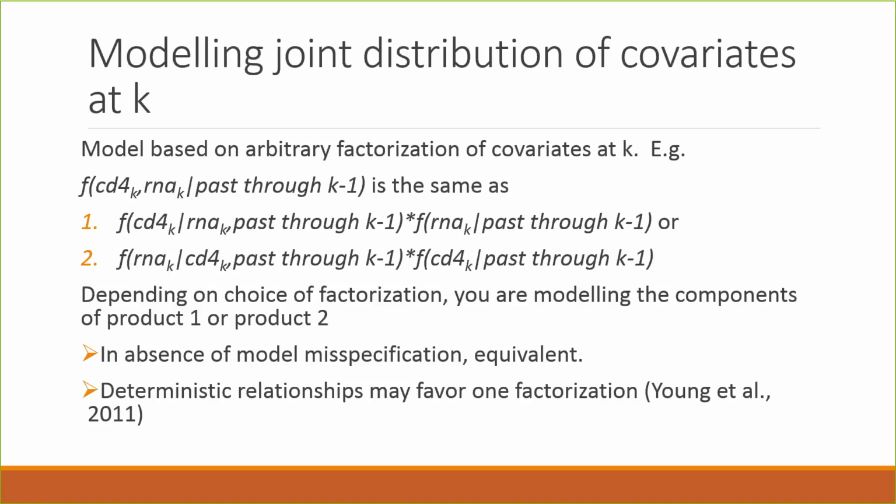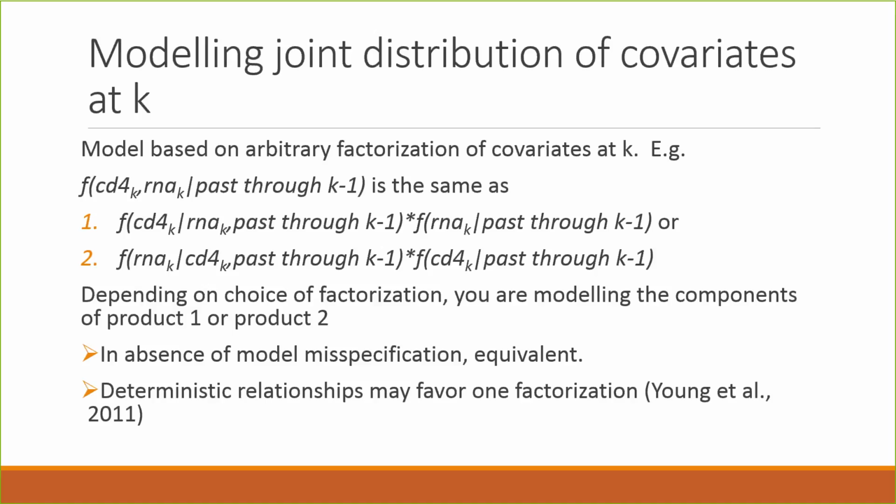So the way that we do it is we base this on an arbitrary factorization of the measured covariates, the treatment and confounders at each time k. So here, for example, if you just considered the two time varying covariates, CD4 and viral load in month k, this is the joint distribution given the path through k minus 1. I can equivalently write this just by the laws of probability as the distribution of CD4 given RNA times the distribution of RNA, or equivalently distribution of RNA given CD4 times distribution of CD4. That's exactly the same before I put down any models.